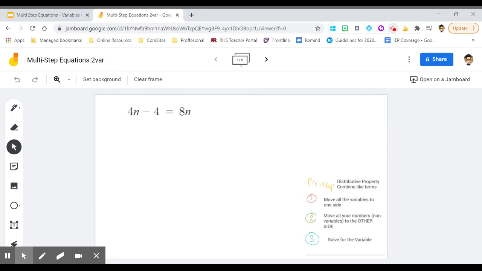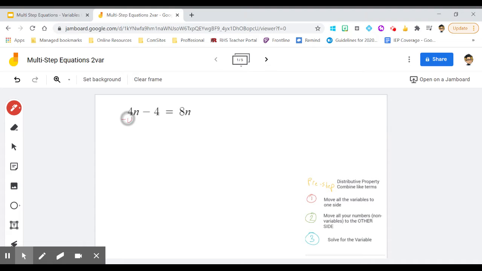So this is a very simple first problem. It's a warm-up. So I do a look, and I go, okay, on left side, any like terms? No. Right side, any like terms? No. Okay. Distributive property? I don't see any parentheses. Okay. Now I want to get all the variables to one side. So I'm going to look, and I have this here and this here. It doesn't matter which way you go. I'm going to go this way.